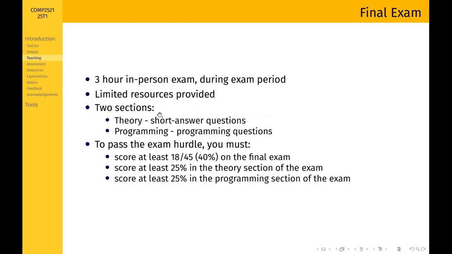Okay, and the final exam will have 2 sections. It will have a theory section with short answer questions and programming questions. And the exam hurdle has 3 parts. So you have to score 40% on the final exam overall, and you also need to have shown that you have some basic competency in both sections, right? So 25% in the theory section and 25% in the programming section.